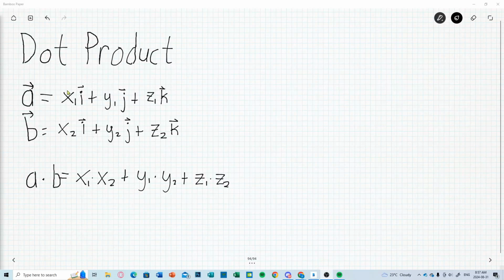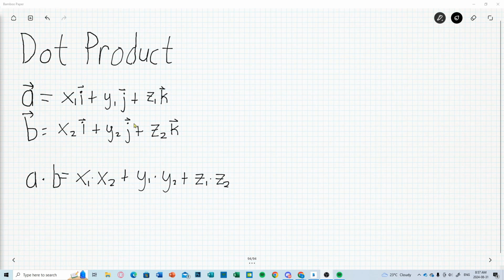Alright, today we're going to be going over dot product. If we have a vector A, it's x1 multiplied by i, which is the unit vector, plus y1 multiplied by j, the unit vector, plus z1 multiplied by k, and B is everything the same except x2, y2, and z2.